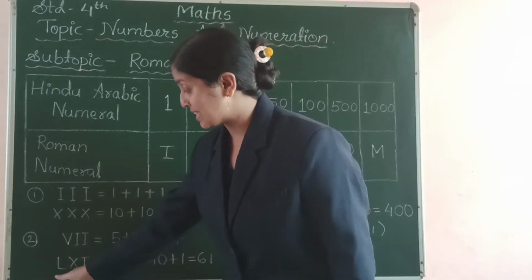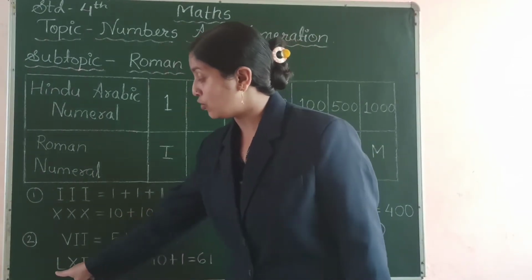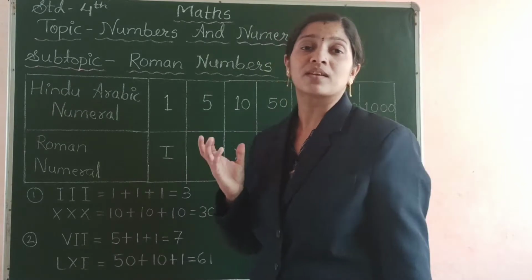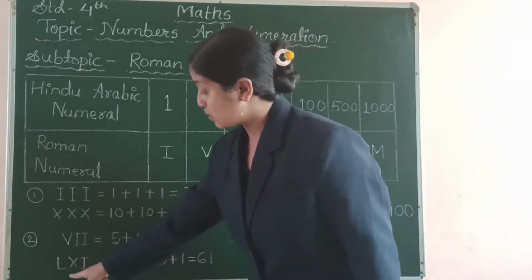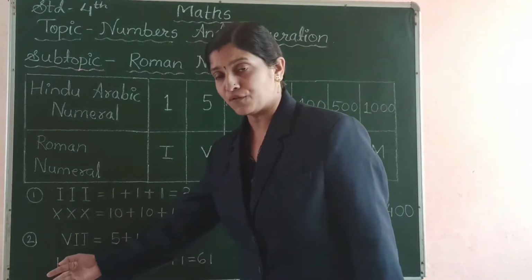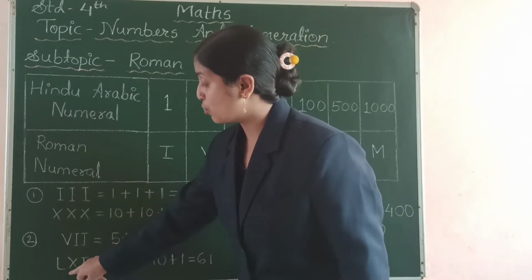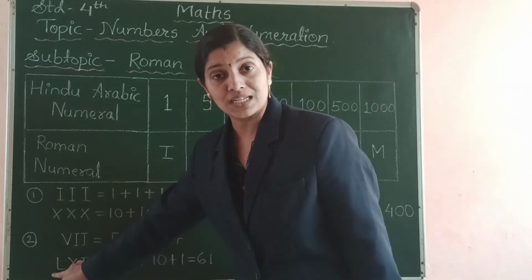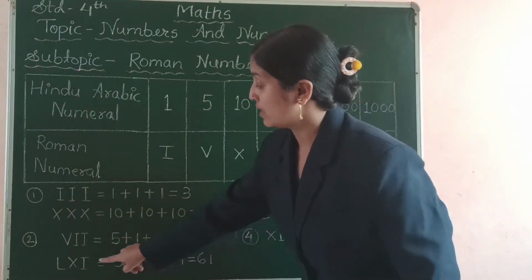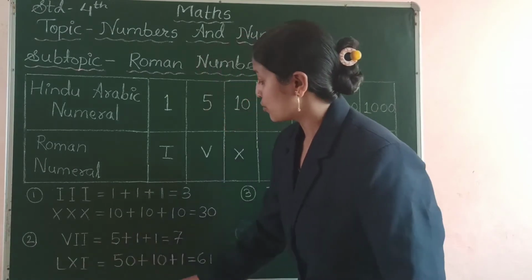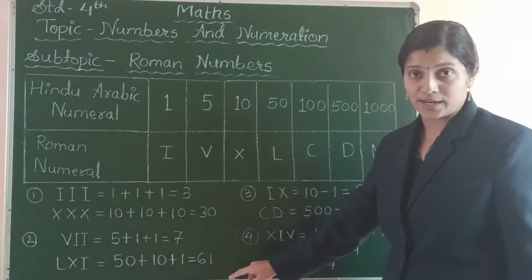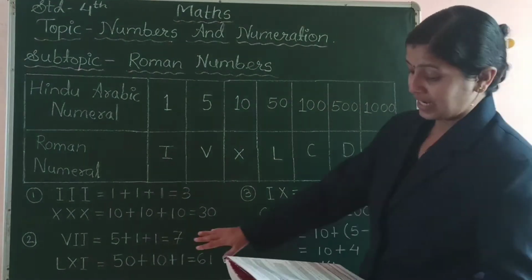Similarly, here you can see LXI. The value of L is 50, X means 10 and I means 1. Both these numbers are of a smaller value than L. L is 50. So the value of both these numbers will be added to the value of this greater number, that is 50 plus X means 10 and 1 is shown by the letter I. So 50 plus 10 is 60, 60 plus 1 is 61. Okay, so this was the second rule.